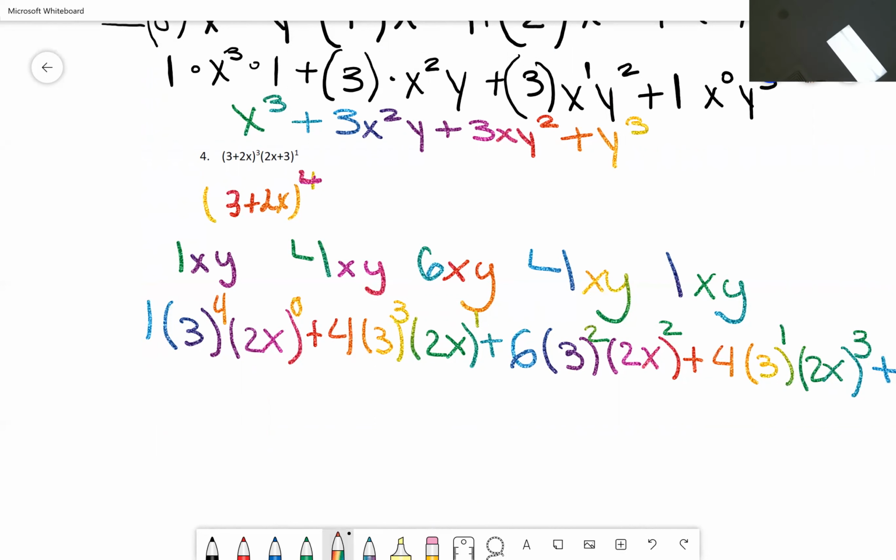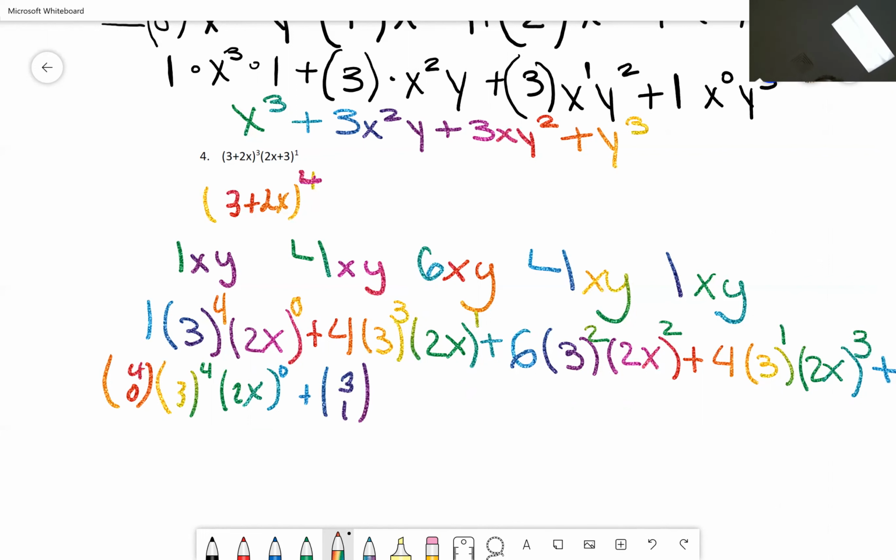You went 4, 0, and you wrote 3 to the 4th, and then 2x to the 0, and then 3, 1. To combine like terms, here you don't have to worry about them, because if I do it too quickly, I forget about it. I'm not even going to erase your stuff because you did binomial theorem. You just refused to acknowledge that you did it. No, because I refused to write down this and remember it.